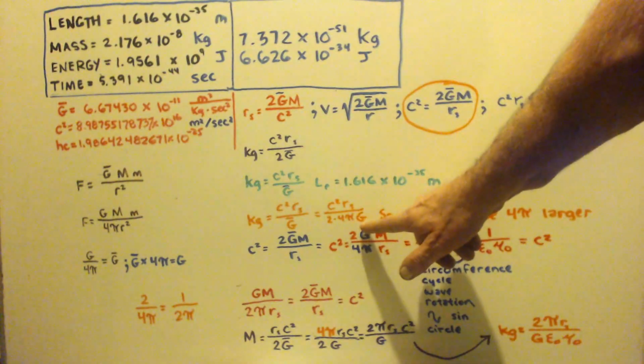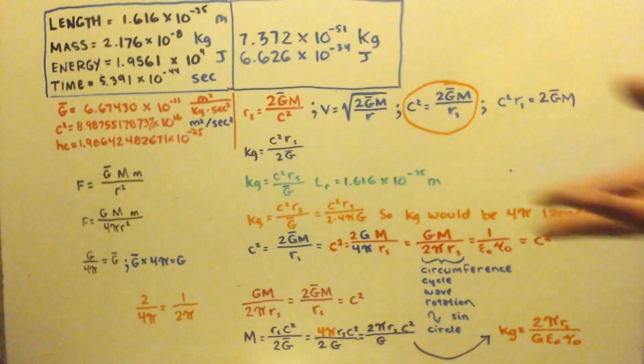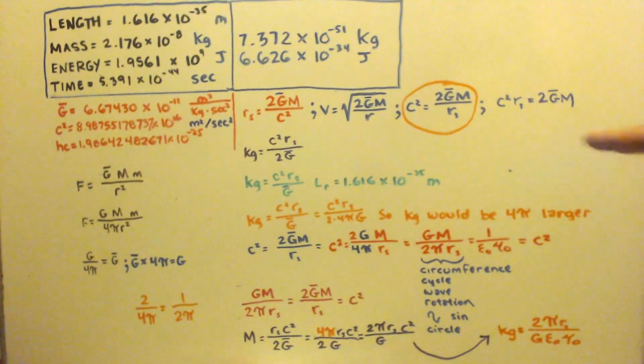So anyways, I was saying that you would have to have a formula like this, because this G is not having the 4 pi. So I was thinking you put the 4 pi there. That's not right, okay?